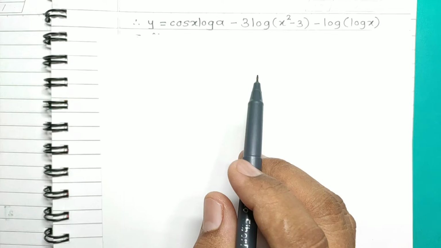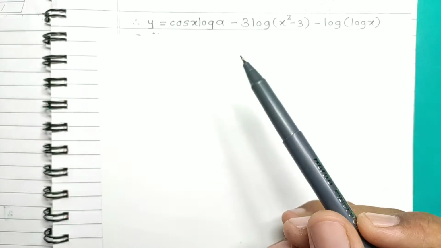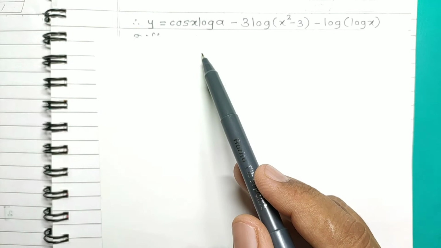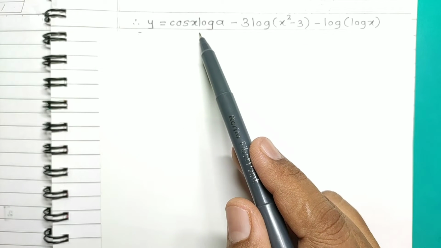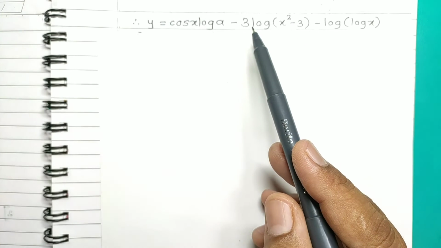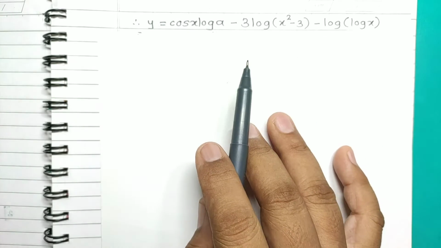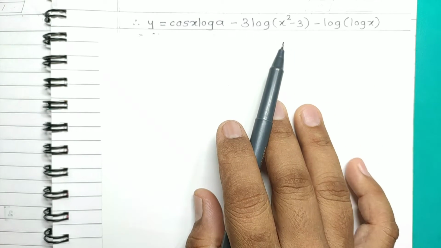In this way, we have simplified the given function y using laws of logarithms. So we have y is equal to cos x into log a minus 3 into log of x square minus 3 minus log of log x. So let's differentiate this function at this step.